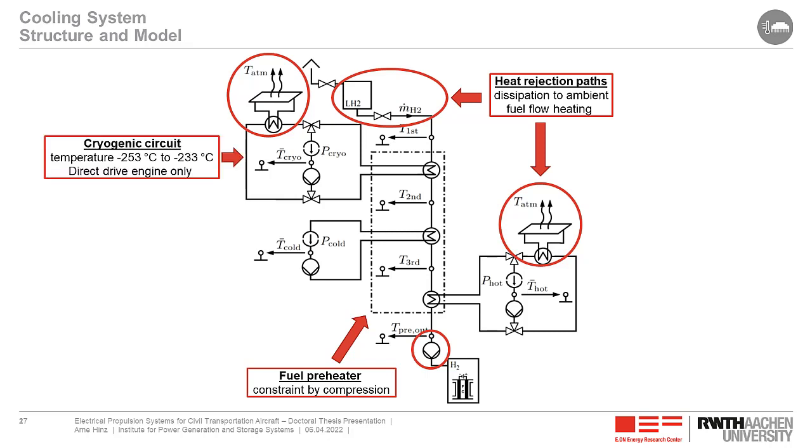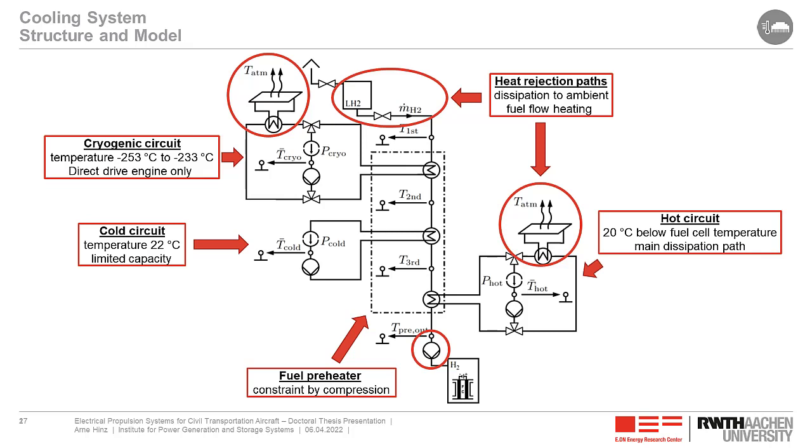The cooling system itself splits into three cooling circuits. First is the cryogenic cooling circuit, which operates at -250 degrees C up to -233 degrees C, and is only applied to the direct drive engine, as this engine type is the only engine which applies superconductive components. The cold circuit exclusively rejects heat towards the fuel flow, so the heat rejection capacity is quite limited, and it operates at a temperature of 22 degrees C, whereas the main heat dissipation path is over the hot cooling circuit, which operates 20 degrees C below the fuel cell temperature.